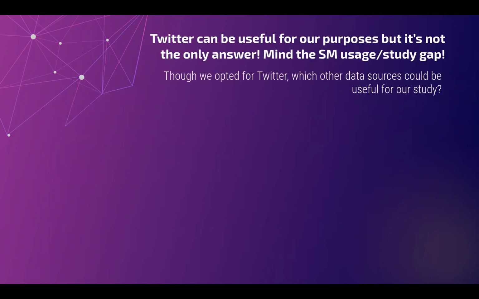So Twitter can be useful for our purposes, but it's not the only answer, and it's not the only social media platform. And there is something that I here call the social media usage or study gap. So we opted for Twitter. We could also use some other social media platforms, and very often we as researchers are tempted to use Twitter just because it's there and just because it's so easy to access. But sometimes it's not the right platform to use.